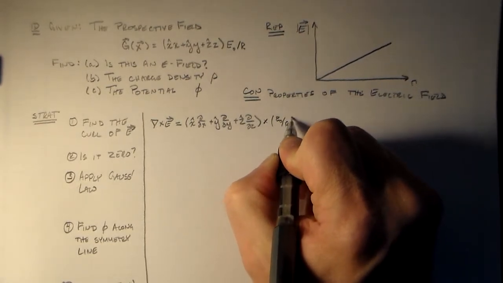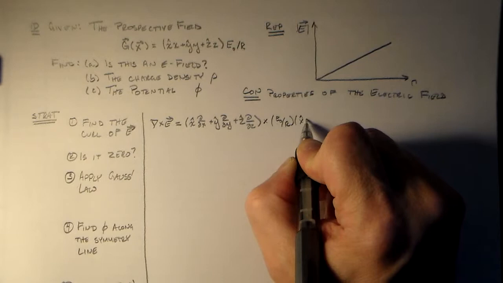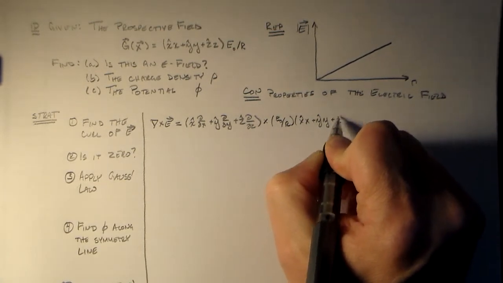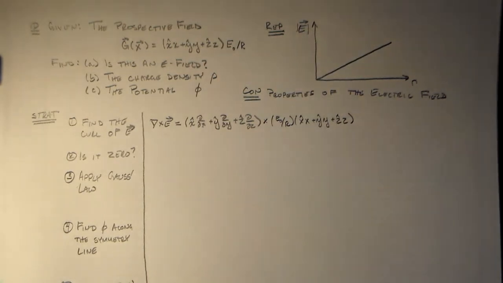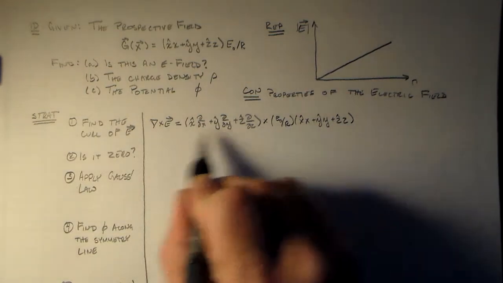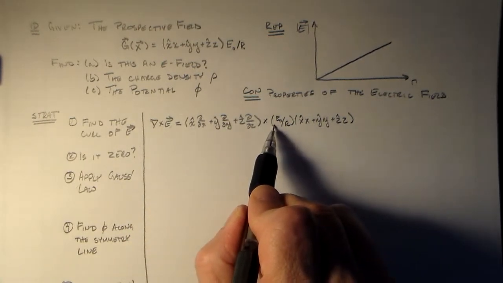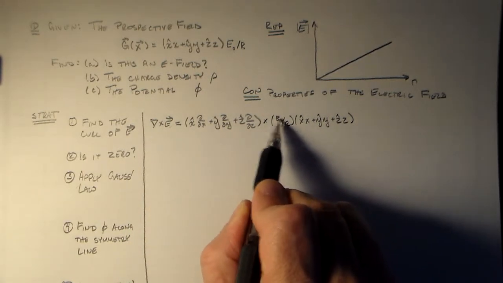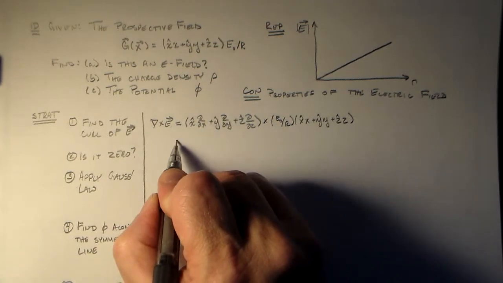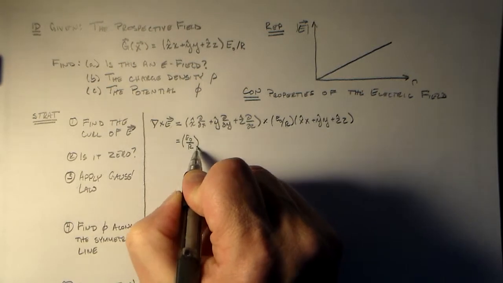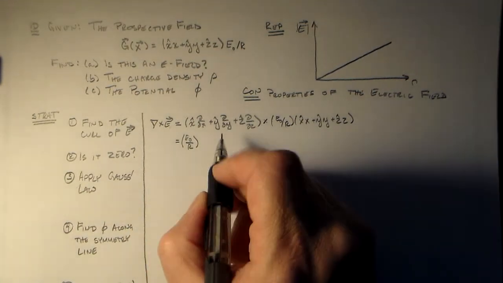Then we have E naught over R times x hat x plus y hat y plus z hat z. Oh, this is going to be horrible. All right. So now we can do this product. This E naught over R is a constant, so it can go all the way out in front and we don't have to worry about it. So we'll do that, so we have it in a nice manageable spot.